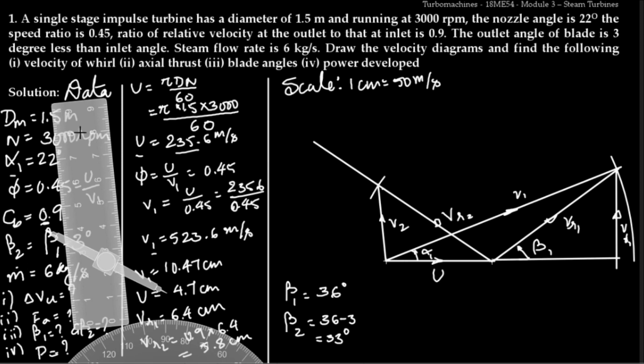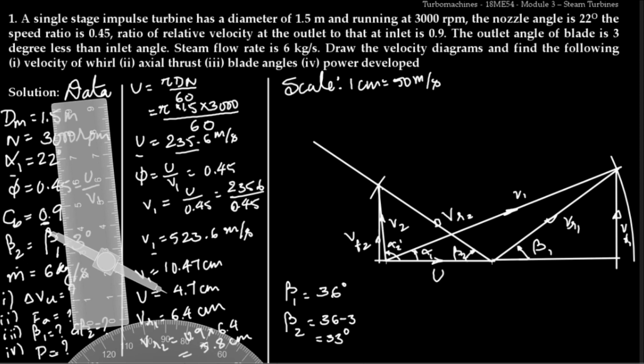From this point we need to draw a vertical line, and from this we need to draw a horizontal line. It will be our VF2, and this length will be our V2. So now we have constructed the velocity triangle. From here till here, it will be our beta 2, and from here till here it will be alpha 2 dash, or this other side will be alpha 2.